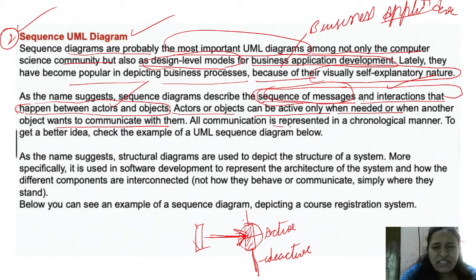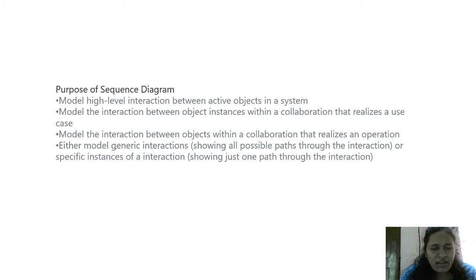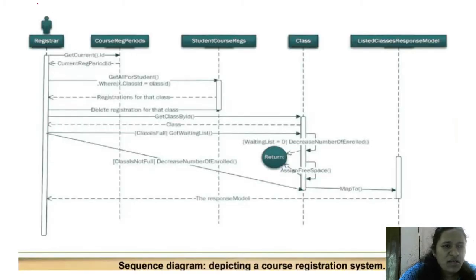All communication is represented in a chronological manner. To get a better idea, check the example of a UML sequence diagram below. Okay, here I show the diagram. These are the actors, right?